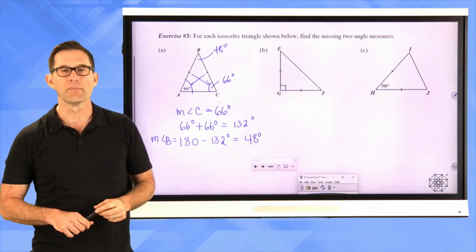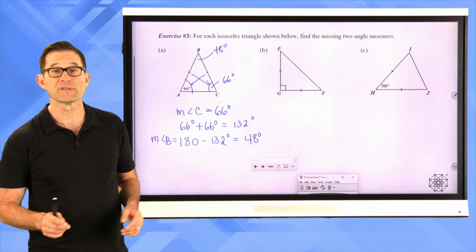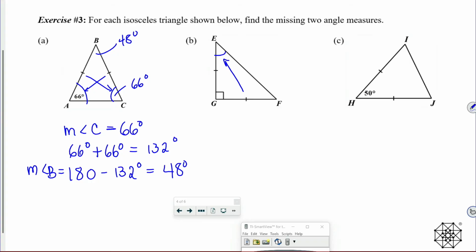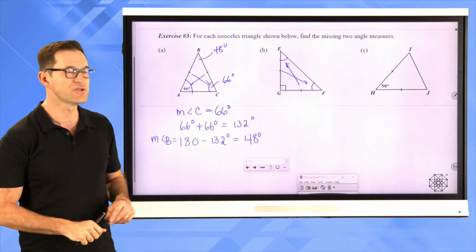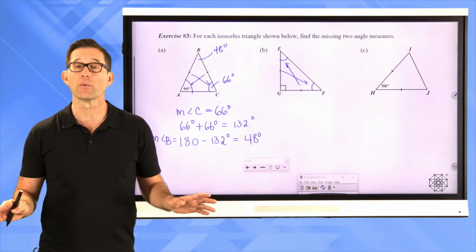Let's take a look at letter B. All right, in letter B, we've got triangle EFG with segment EG and segment FG congruent, and we know that angle G is 90 degrees. Okay, well, here's the key. This time what we're missing is the two congruent angles. Now, this is a very special case. This is what's known as an isosceles right triangle. And we'll see isosceles right triangles fairly frequently in this course.